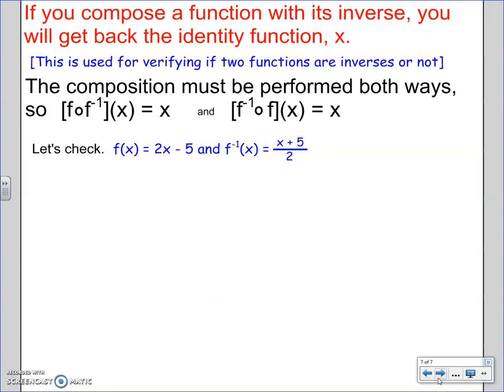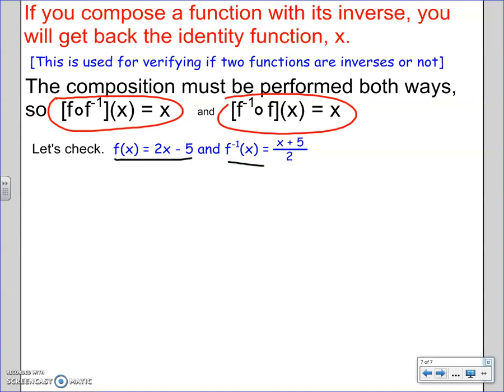And the last thing is this: if you compose a function with its inverse, you'll get back the identity function x. This is used for verifying if two functions are inverses or not. You could also just pick one and find the inverse and see if it matches the other. But here's what I mean. We did compositions in the earlier video. So we'll do this, and you'll see it'll come back out. So I'll do one of them. Like earlier, the last problem we did was this. So I do know these are inverses, but I'm going to prove it to you by composing them.